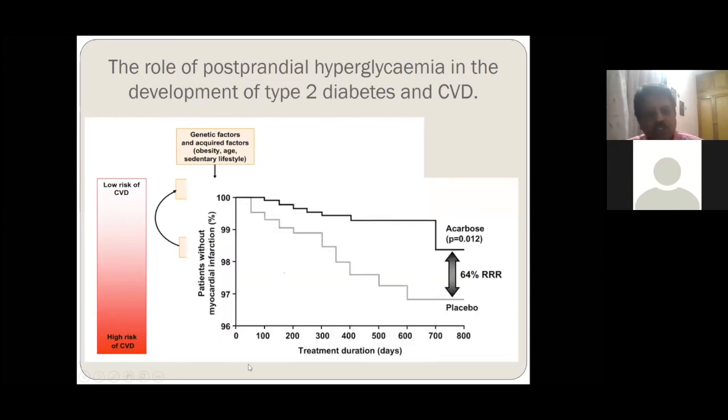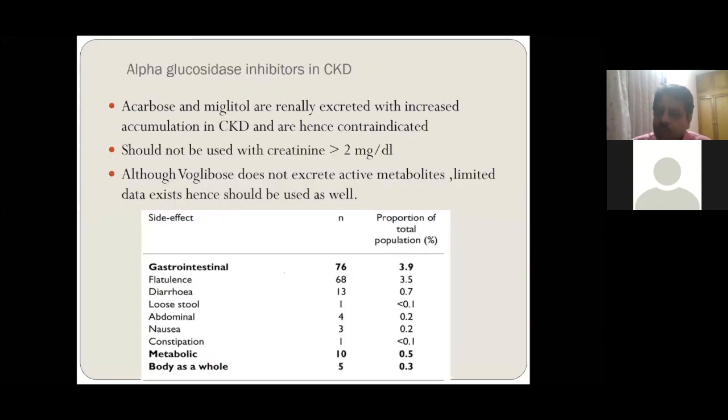There was a study which clearly showed that when you use acarbose, there's almost around a 64% reduction in myocardial infarction in these patients. So it is a good drug to use, and it can be used in combination with other drugs, also with metformin, and also with repaglinide or sulfonylureas.